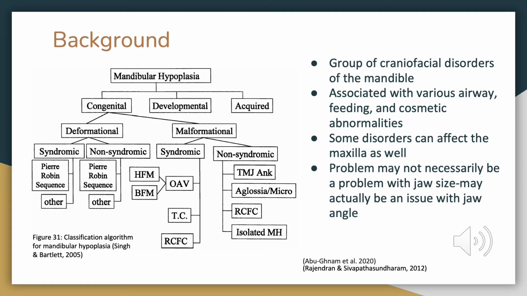Another one is TMJ ankylosis, which is often a result from either trauma, rheumatoid arthritis can cause this, as well as infection. And this is a fusion of the TMJ joint at the mandibular fossa. Another thing to bring up is some of these disorders can actually affect the maxilla as well. And the problem may not actually be an issue with the jaw size. It may actually be an issue with the angle of the jaw that's causing the mandibular hypoplasia.